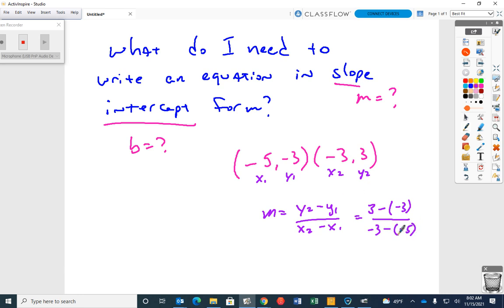-5. Okay, so if I do this, 3 minus -3 is the same as what? 3 plus 3, which is what? 6, and -3 minus -5 is the same as -3 plus 5, which would be what? 2. Okay, can I simplify this? To what? Just 3, right? 3 or 3 over 1. Okay. Does everybody understand what we did so far?